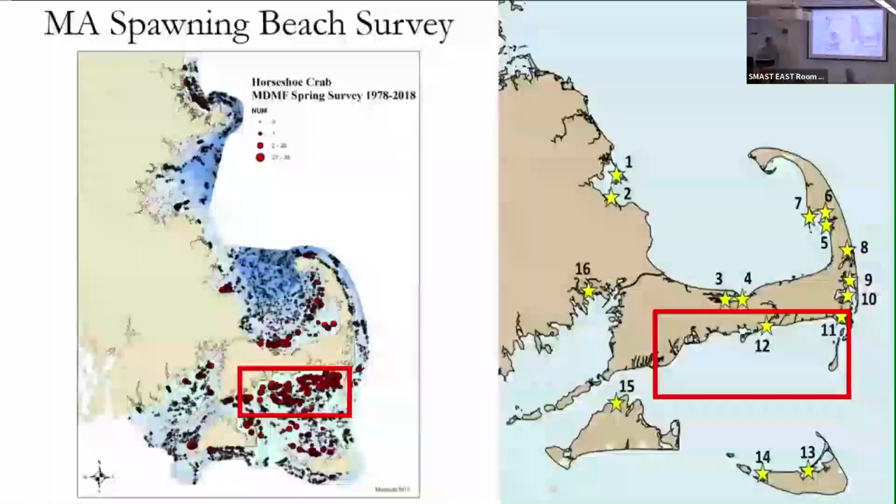So this is kind of to point out the areas we really need to survey. This is from our trawl survey on the left side here. It shows where the crabs are caught in that trawl survey. Most of them are just south of Cape Cod. We have 2 sites in that area, Stage Harbor and Bass River.